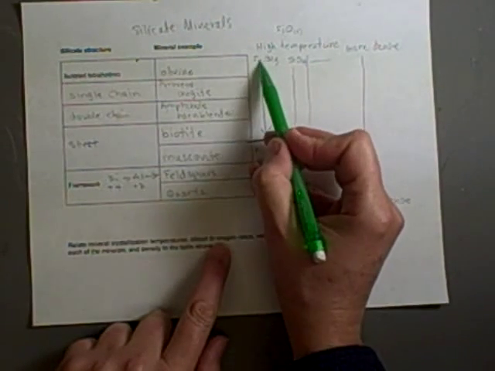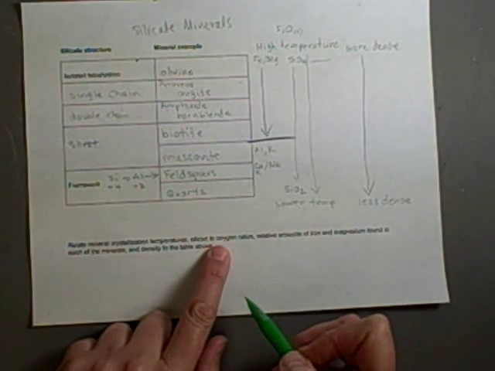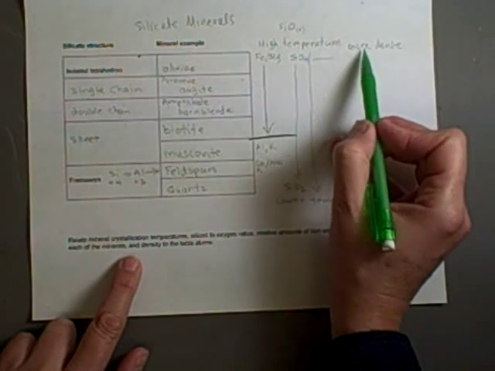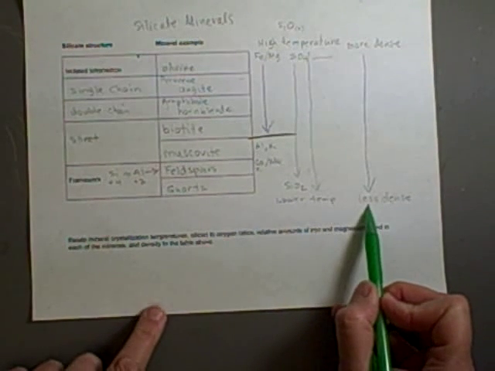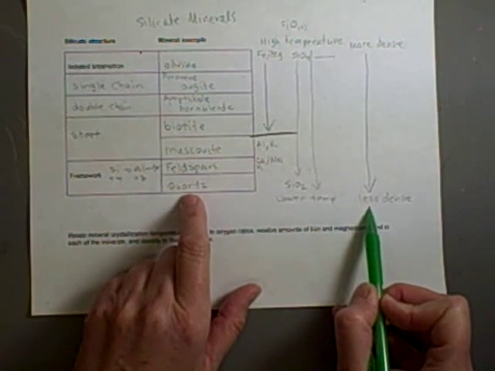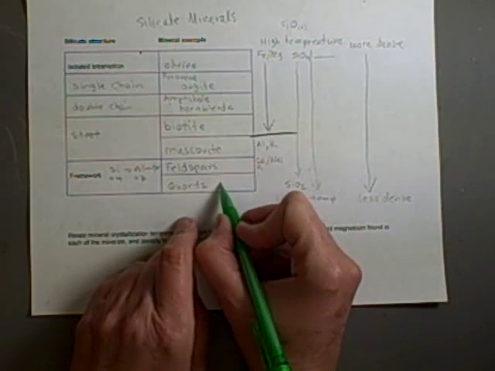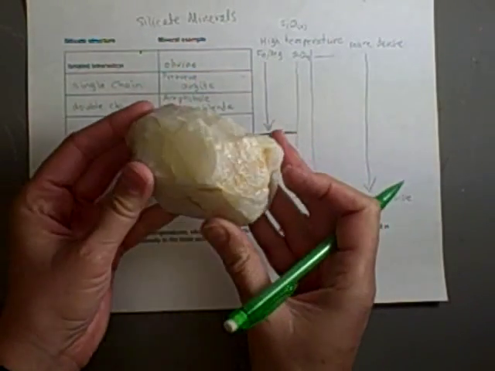Amounts of iron and magnesium: only olivine, augite, hornblende, and biotite have iron and magnesium. Below that we have none. And then the density. Obviously, if you contain iron and magnesium, you are more dense. These contain none. In fact, quartz is a very low density mineral because all that's in there, again, is SiO2. I don't think I showed you the quartz crystal, but here's a big piece of quartz. And I think everybody here knows what quartz looks like.